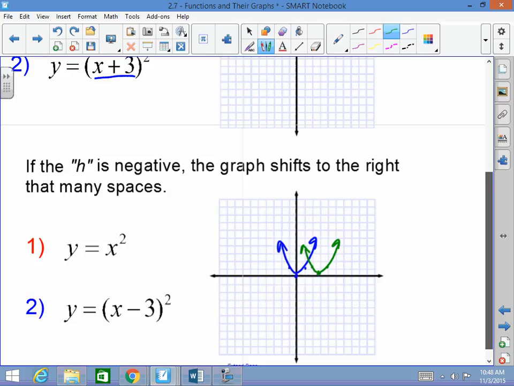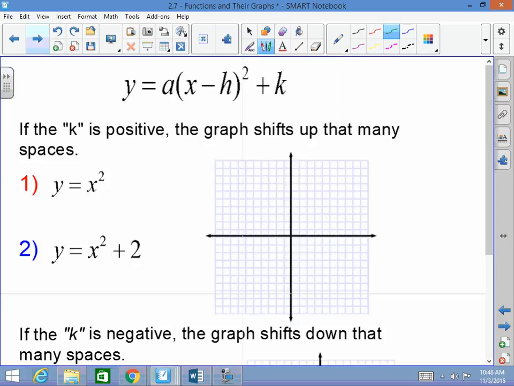Okay. The K is going to shift the graph up or down. There's no opposites here. If the K is positive, I shift up that many units. If it's negative, I shift down that many units. So once again, let's graph my parent function, y equals x squared: 0, 0, 1, 1, negative 1, 1.